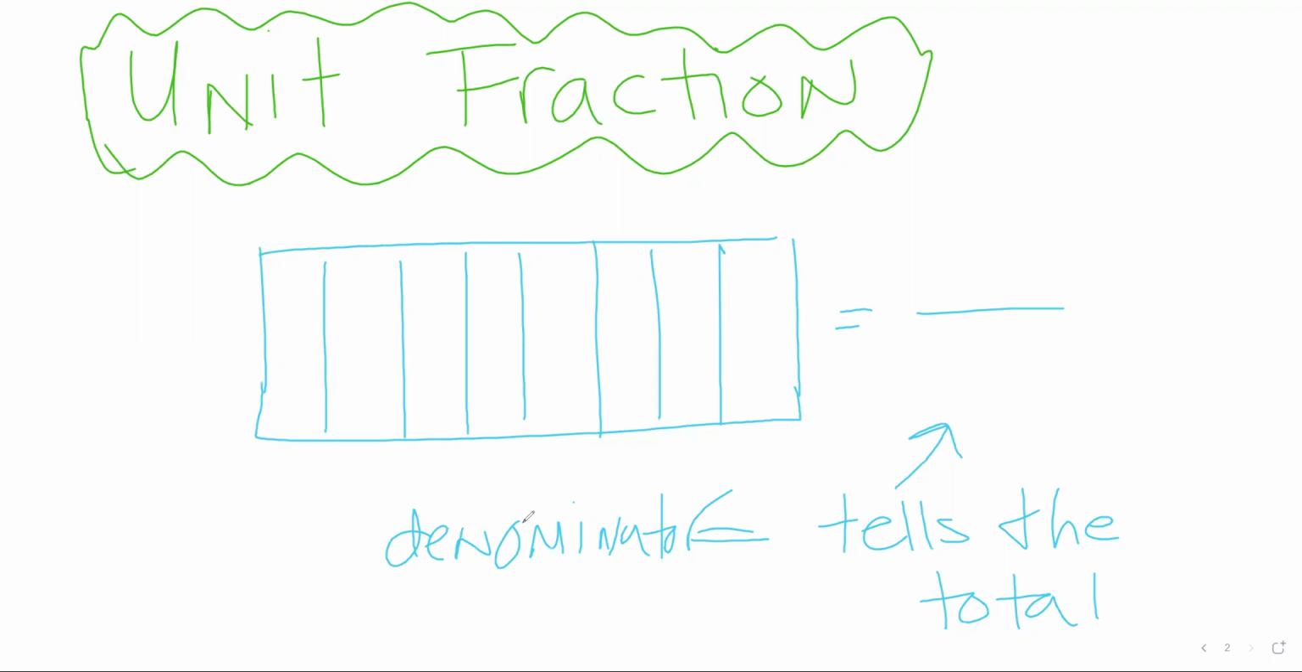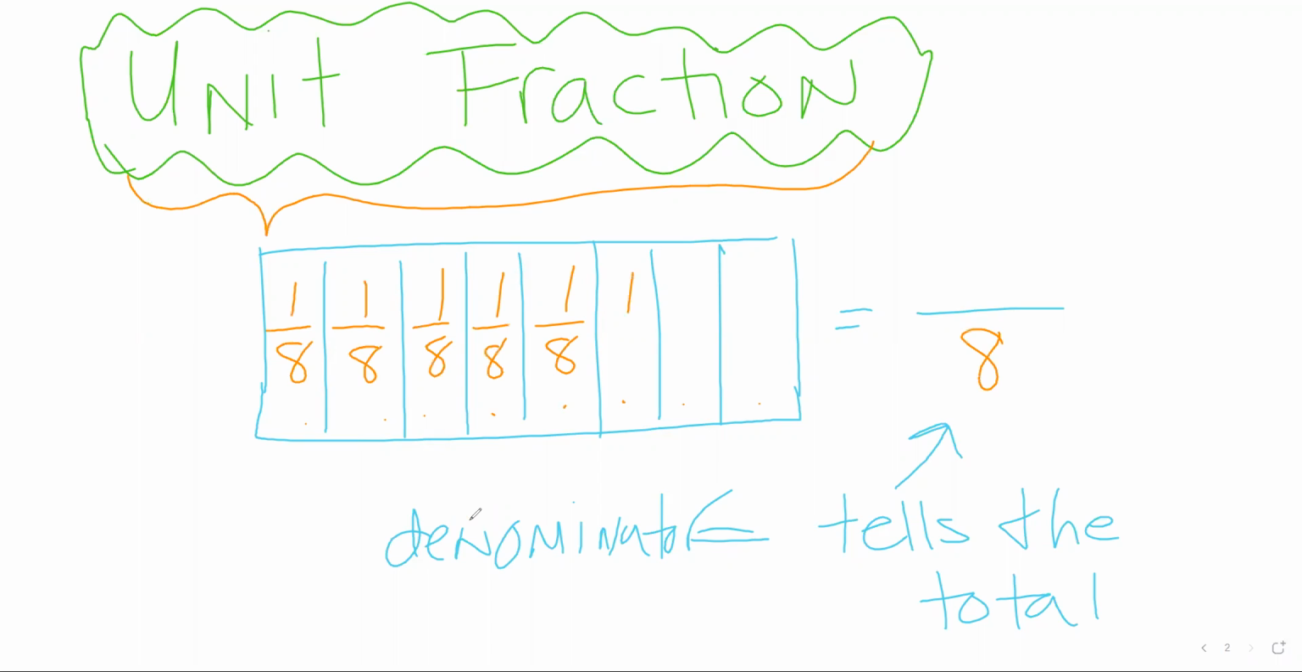And as we can see with our equal pieces, we have 1, 2, 3, 4, 5, 6, 7, 8. So that's my denominator, each piece. Now, the unit fraction itself is the one piece. That's a unit fraction. This is worth 1/8. This is also worth 1/8. These are all unit fractions. So the unit fraction refers to the one single piece that has a numerator of 1 and the denominator of the total. So in this case, our unit fraction is 1/8.